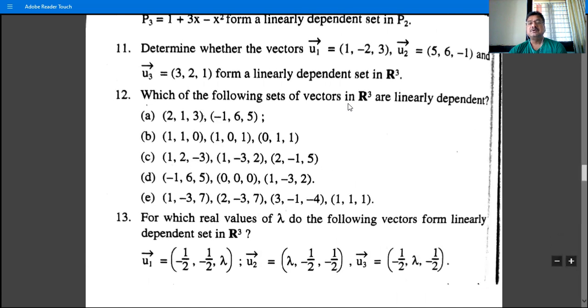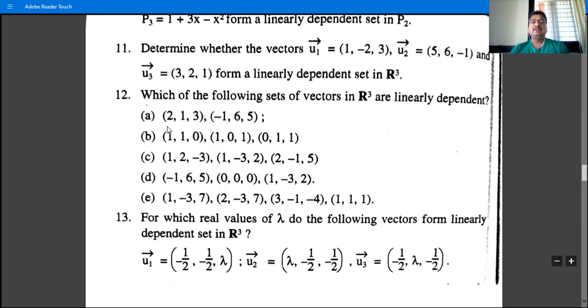Okay. Which of the following sets of vectors in R3, which is a vector space, are linearly dependent or independent? So there are two vectors from R3. In order to determine whether these two vectors are linearly dependent or independent, we denote them as V1 bar and V2 bar, and then start with the sentence: let K1 and K2 be two scalars such that K1 V1 plus K2 V2 is equal to 0, and then find the values of K1, K2.